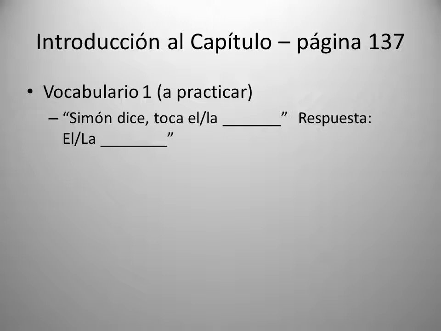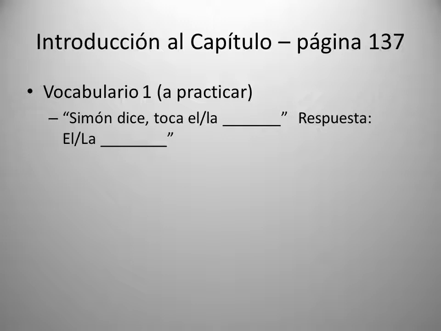Simón dice, toca la cabeza. So you should have touched your head and said la cabeza. Simón dice, toca el estómago. So you should have responded by touching your stomach and said el estómago. 3, toca los ojos. Your eyes. Toca la nariz. Your nose. Toca la rodilla. Let me say that again. Toca la rodilla. Touch your knee.